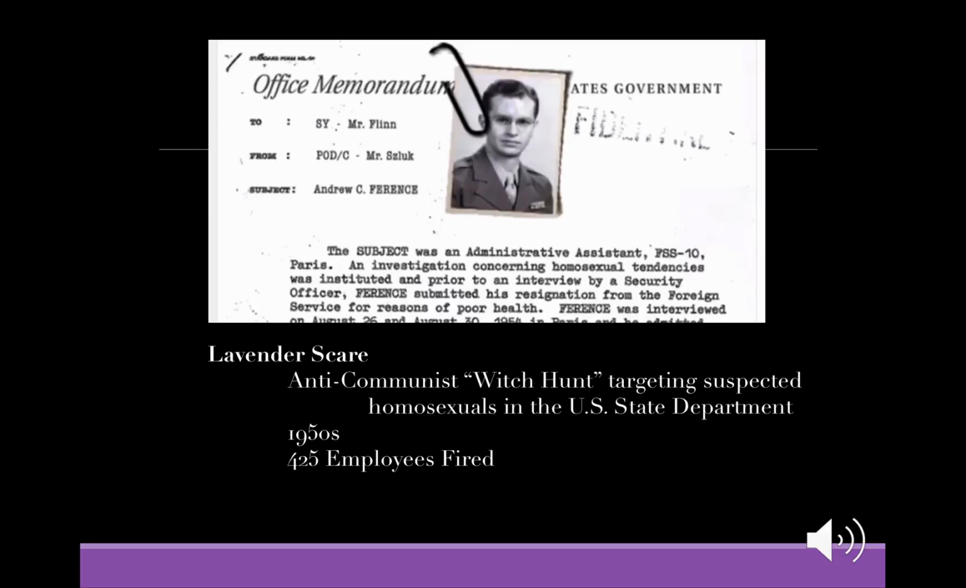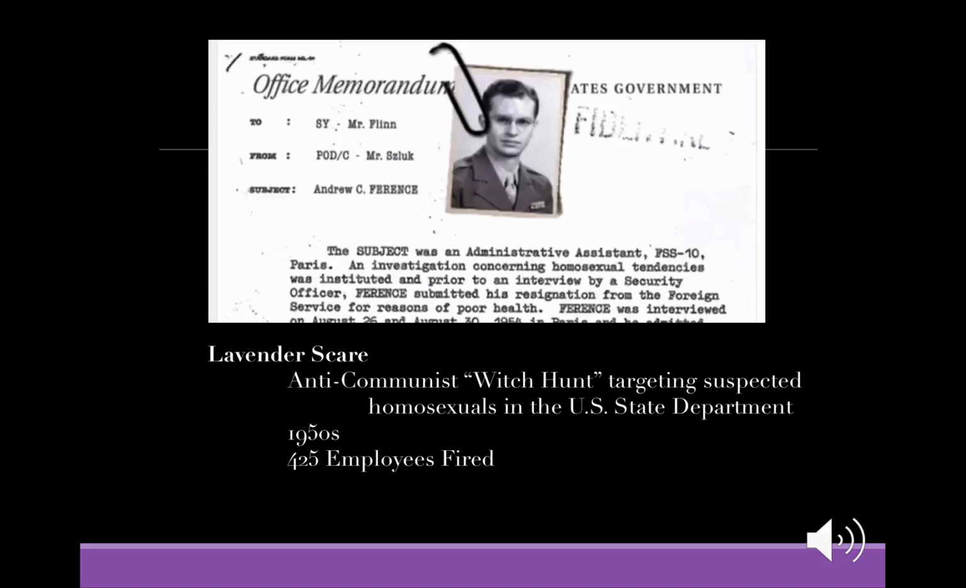Other examples of discrimination, though, went all the way up to the state level, the U.S. federal government, such as the Lavender Scare, an anti-communist witch hunt targeting suspected homosexuals in the U.S. State Department. This happened in the 1950s. 425 employees were actually fired on the suspicion of being gay.